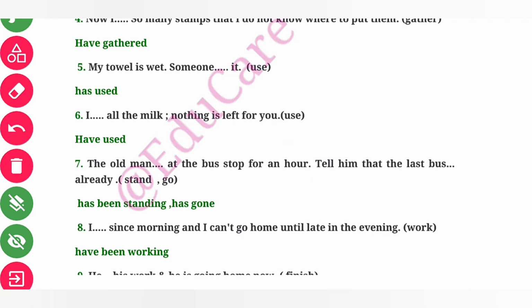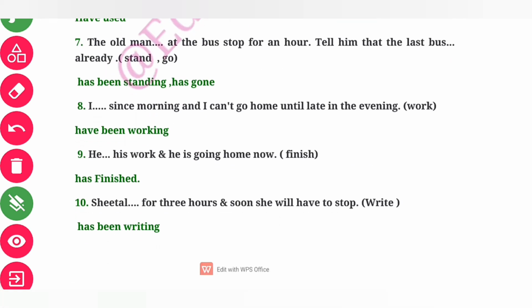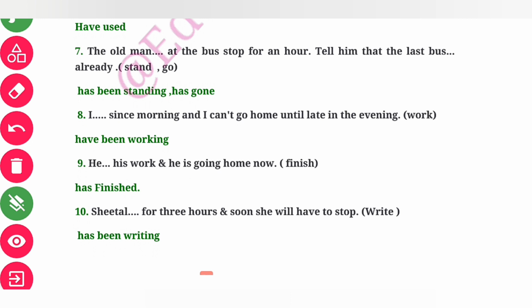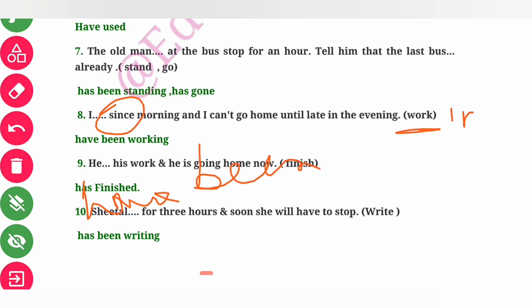Now see, yet. I dash since morning, I can't go home until late in the evening. Okay, verb. So I dash, I, then since is given, very simple to recognize. I, then have, then been, then work is given, so ing will be used. The answer is coming. I have been working since morning and I can't go home until late in the evening.